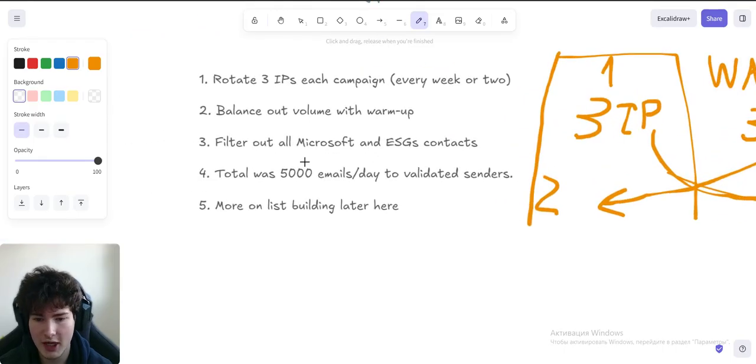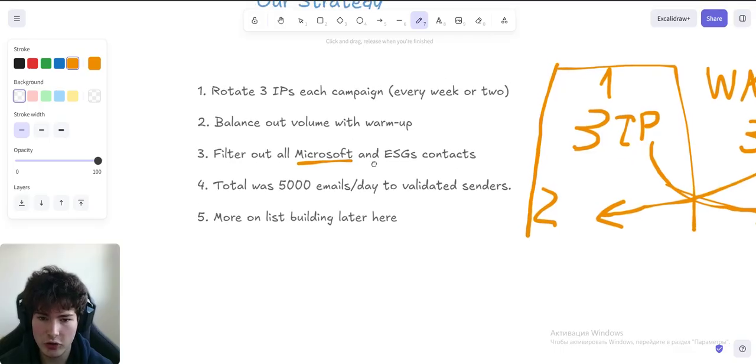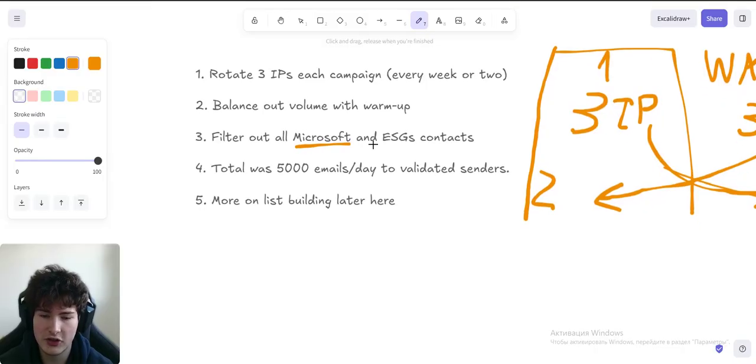Then we would filter out Microsoft and email sending gateway contacts. Basically, Microsoft is Outlook 365. They bounce a lot. Deliverability to Microsoft is a lot harder. We made a conscious decision to just filter them out, and we still had lots of contacts because the target market was pretty big, so we were able to allow for this. For other clients, I don't usually do it.